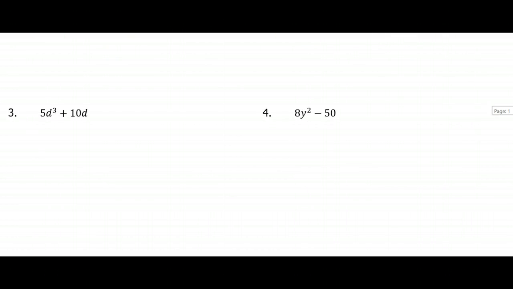Okay, number 3, we have 5d cubed plus 10d. The GCF of 5 and 10 is 5, so I know I can at least factor out a 5. I also have a d cubed and a d, so I can factor out a single d from this problem. Okay, so now I need to think what times 5d gives me 5d cubed. That would be d squared. And then what times 5d is 10d. That would be a positive 2.